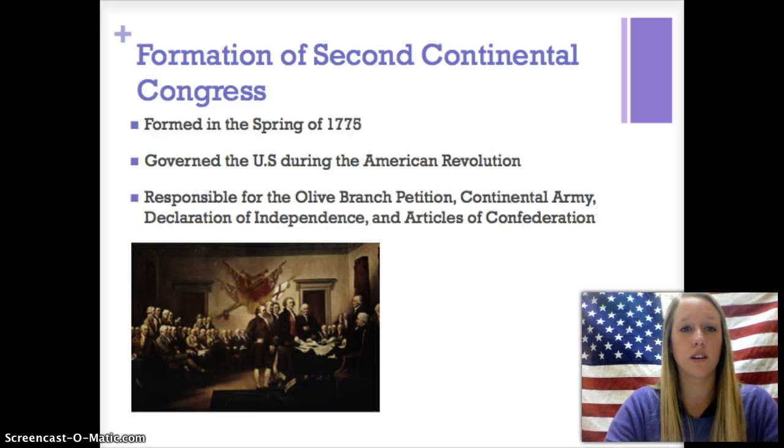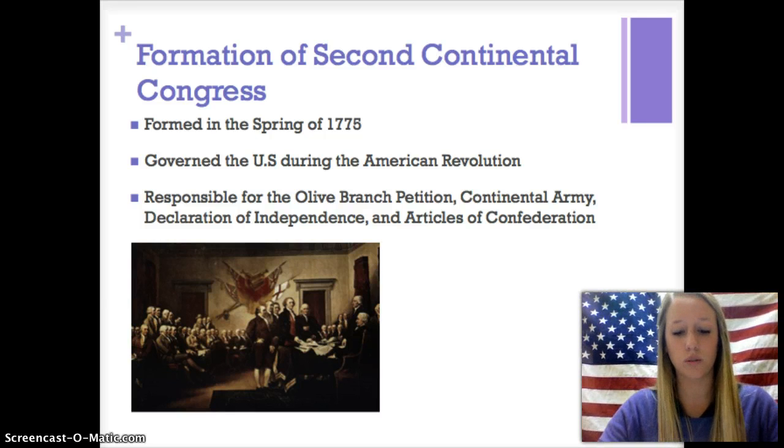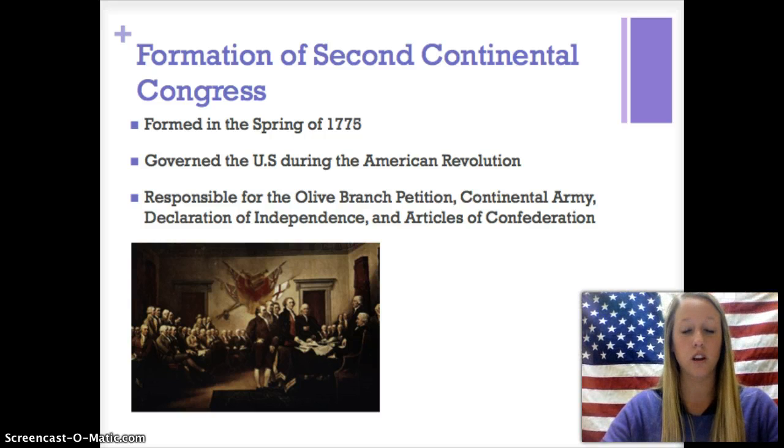Another event of the American Revolution was the formation of the Second Continental Congress. It was formed in the spring of 1775. It governed the U.S. during the American Revolution. It was responsible for the Olive Branch Petition, which was a letter to King George III of Britain, asking for a peaceful solution to the problems between Britain and the American colonies. Of course, King George III ignored the letter.